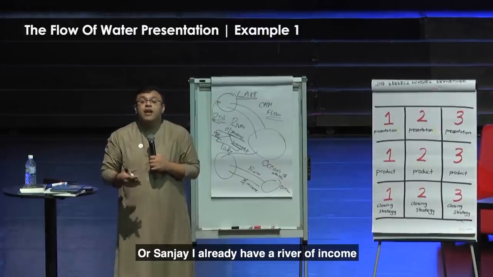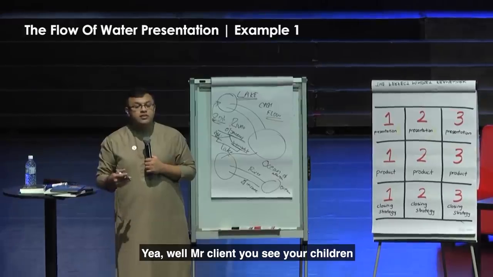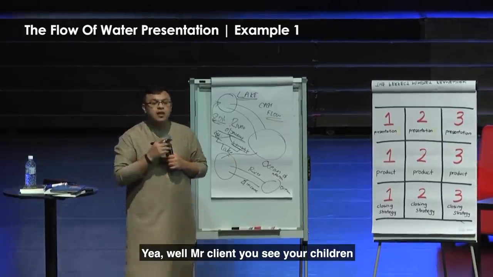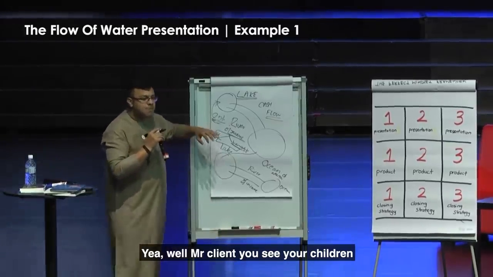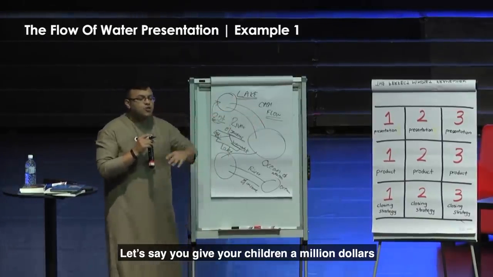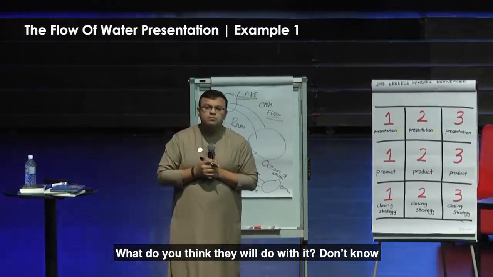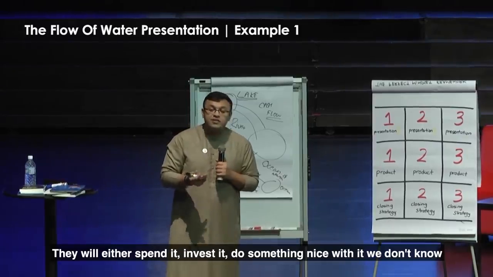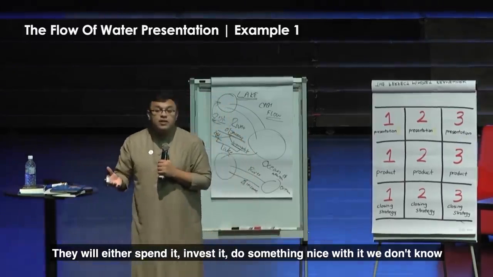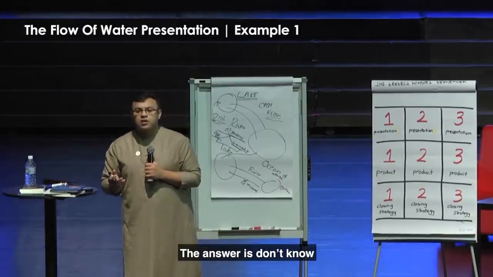Or, Sanjay, I already have a river of income. Yeah? No, they say I have a river of income. Well, Mr. Client, you see, your children, let's say you give your children $1 million. What do you think they will do with it? Don't know. They will either spend it, invest it, do something nice with it. We don't know. The answer is don't know.